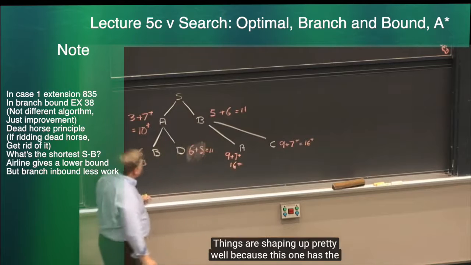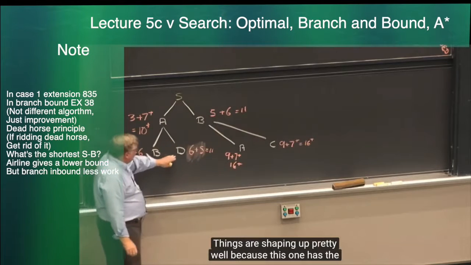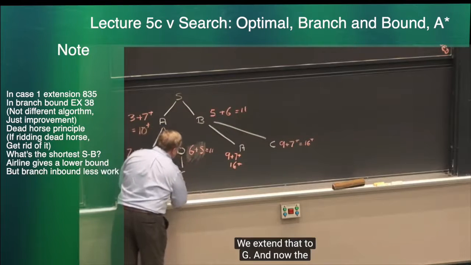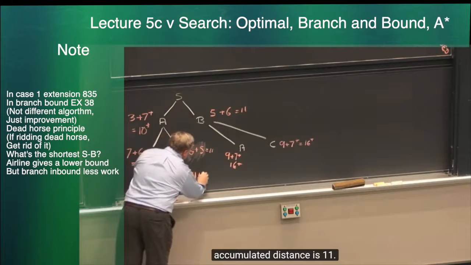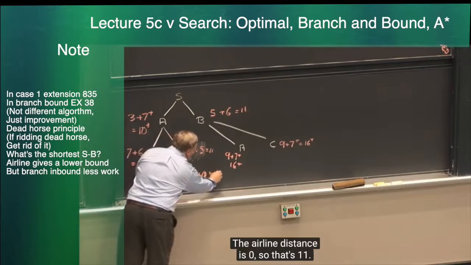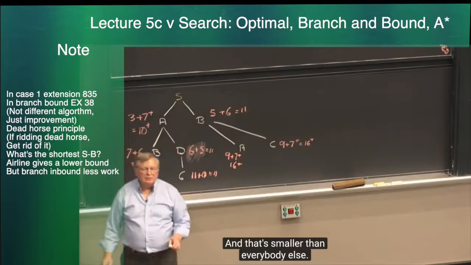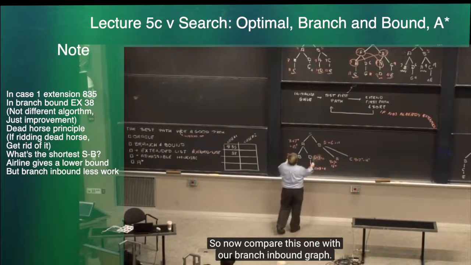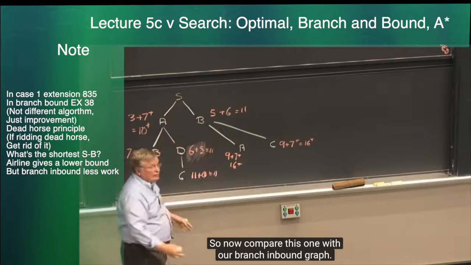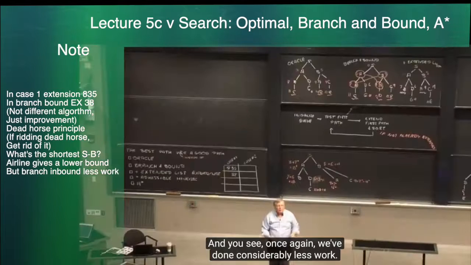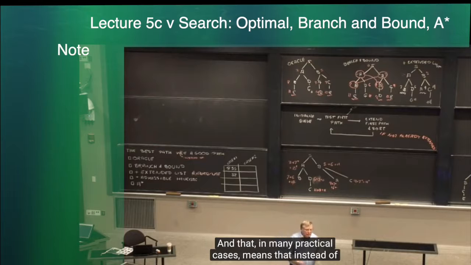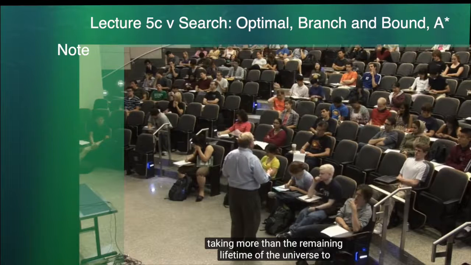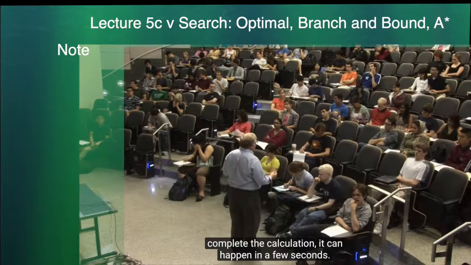Oh, well now, let's see, things are shaping up pretty well because this one has the lowest score so far. We extend that to G, and now the accumulated distance is 11. The airline distance is 0, so that's 11, and that's smaller than everybody else. So we've got it. Now compare this one with our branch and bound graph, and you see once again that we've done considerably less work. And that, in many practical cases, means that instead of taking more than the remaining lifetime of the universe to complete the calculation, it can happen in a few seconds.